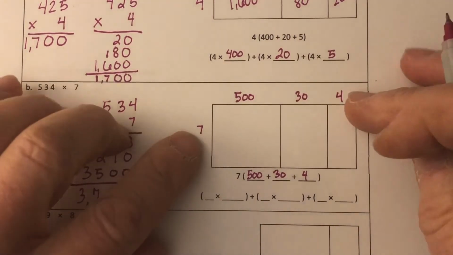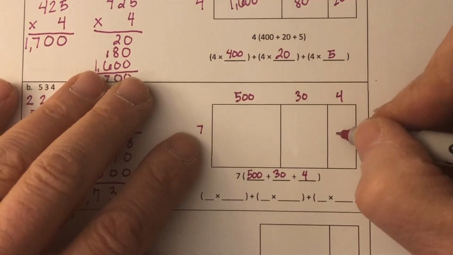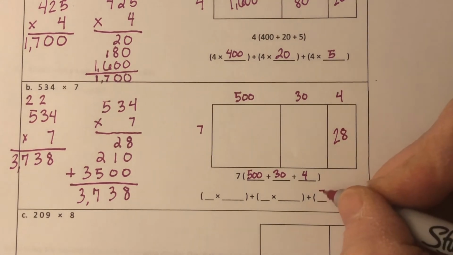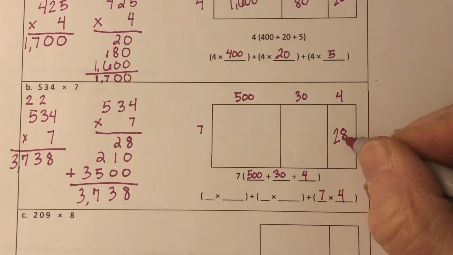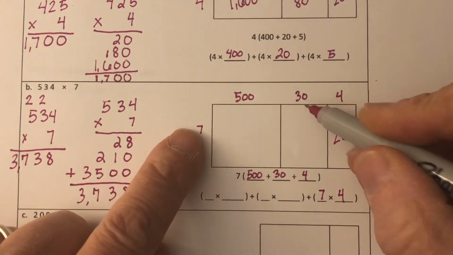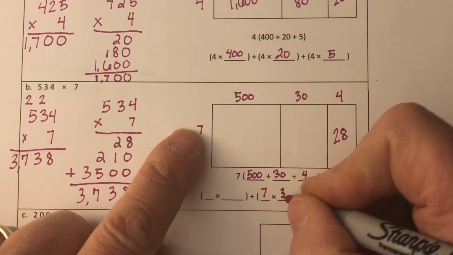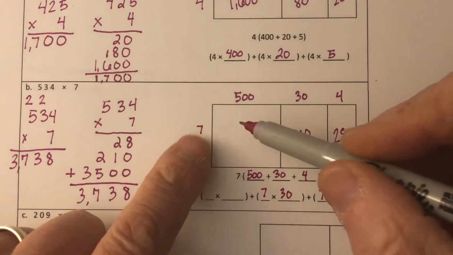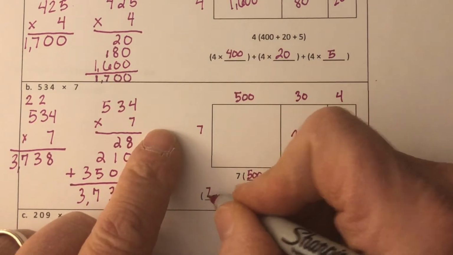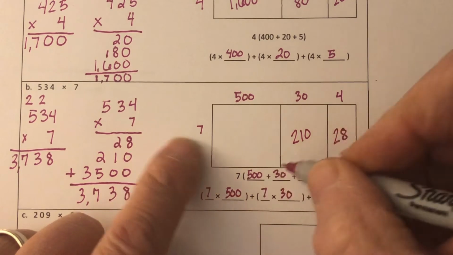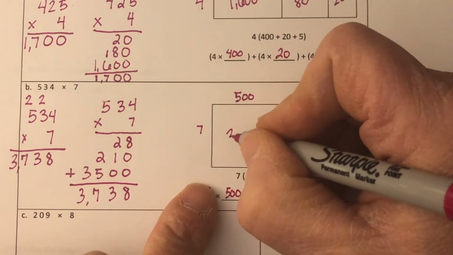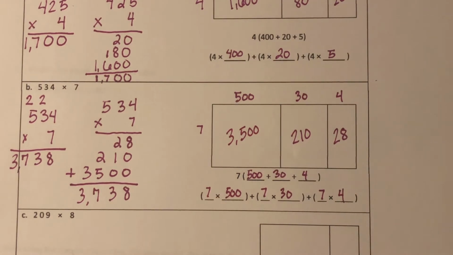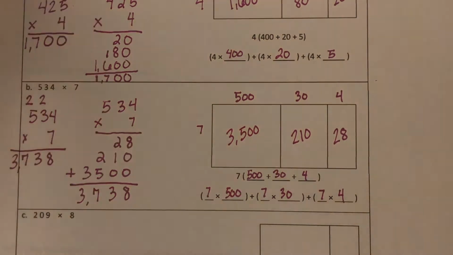So now I want to find out this area. Well, let's find out 7 times 4. What that area is would be 28, right? Does that make sense? So down here it's 7 times 4. That's 28. Then 7 times 30. That's what this would be. Okay, that was 210 if you remember. And then 7 times 500. Okay, and that was 3,500. Okay, all 3 steps taken care of.